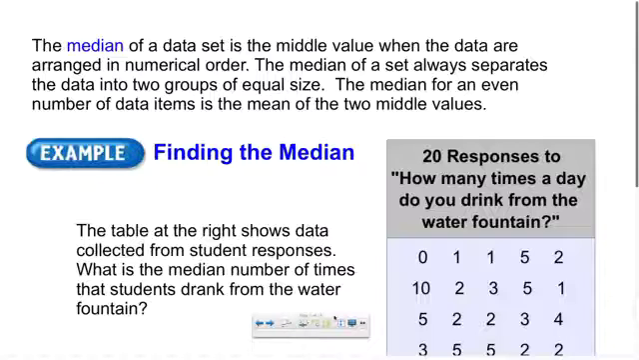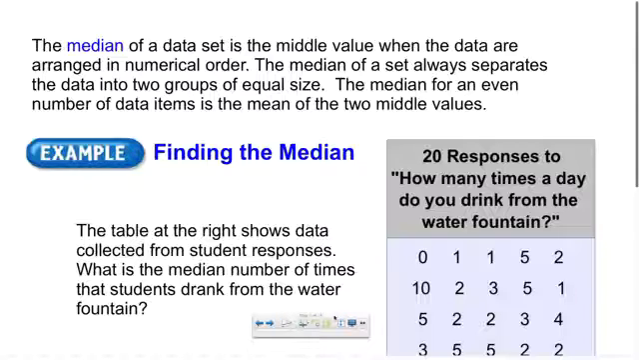The median of the data set is the middle value for the data arranged in numerical order. The median of the set always separates the data into two groups of equal size. The median for an even number of data items is the mean of the two median values.